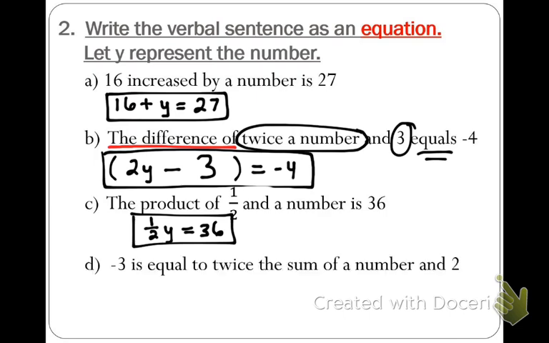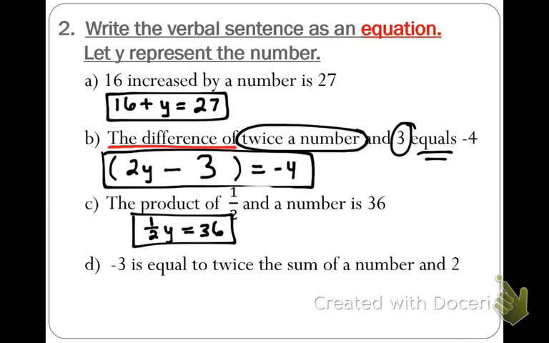Final example for problems 2. D says -3 is equal to twice the sum of a number and 2. Check those words that we got to know first. First off, your parenthesis words. What are my parenthesis words? The sum of, the difference of. The sum of, the difference of. Is that there?